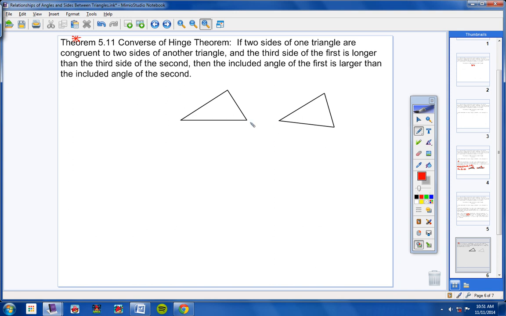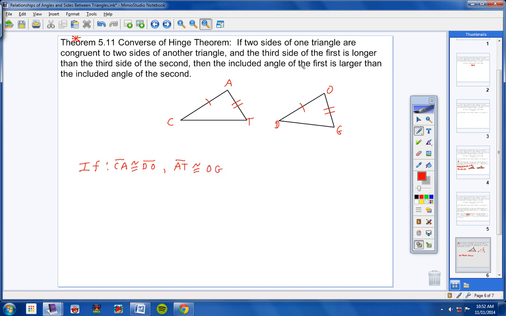All right, let's go ahead and call this CAT, and we'll call this DOG. Triangle CAT and triangle DOG. Now here's what it says. If two sides of one triangle are congruent to two sides of another, boom, boom, and those two marks there, okay? So if CA is congruent to DO and AT is congruent to OG. Okay, what else?